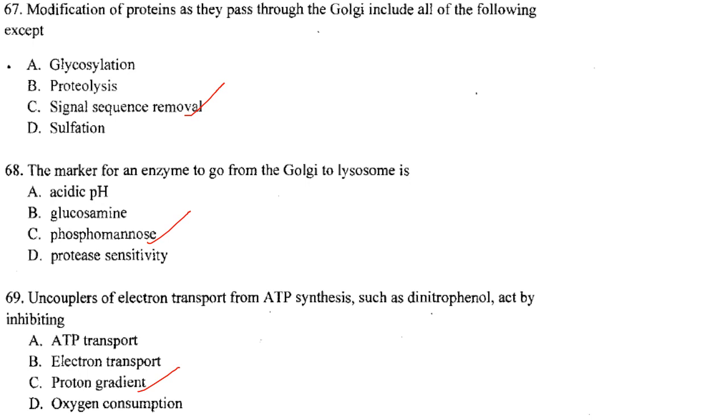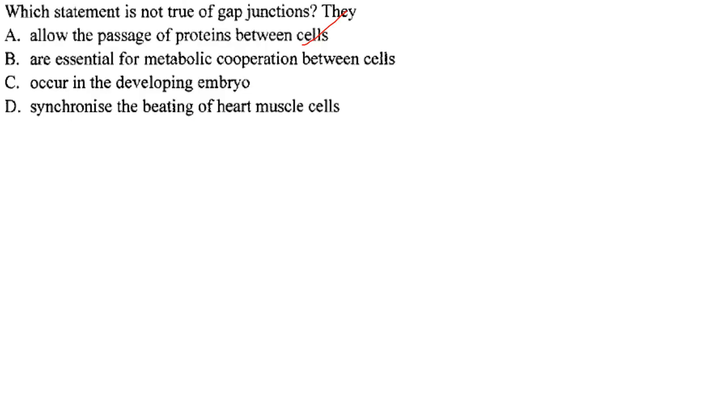Answer is option C. Then uncouplers of electron transport from ATP synthesis such as dinitrophenol act by inhibiting the proton gradient. Answer is option. Then which statement is not true of gap junction?